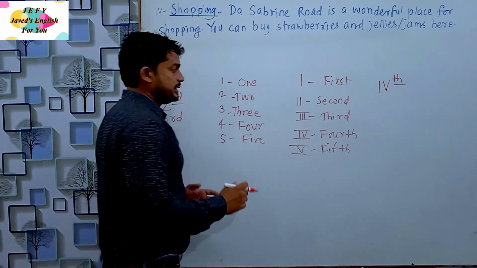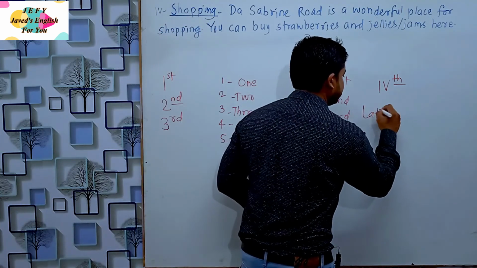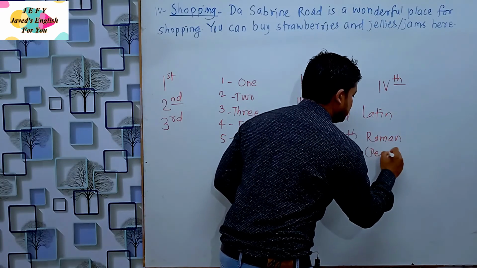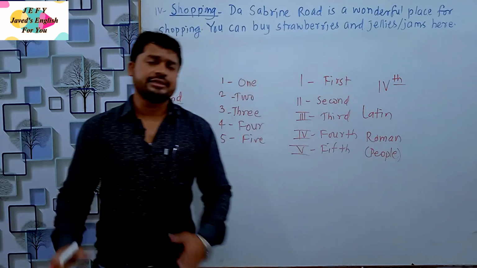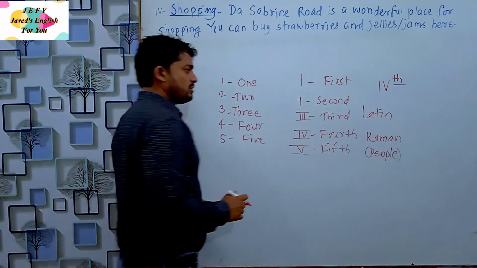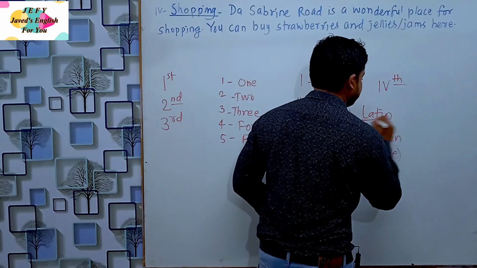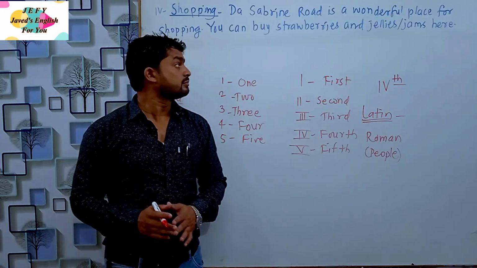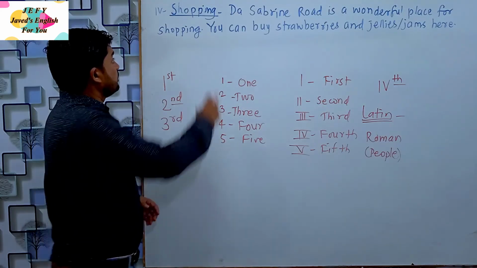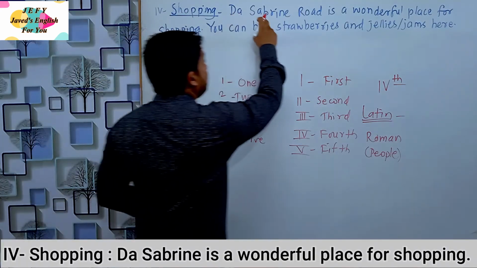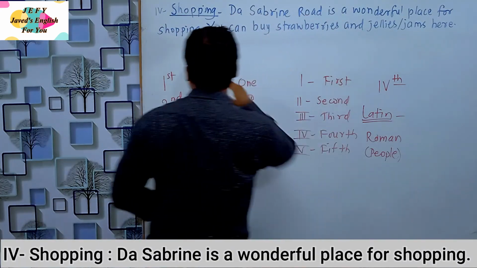The last thing, people say these are Roman numbers. These are not. Actually, there are two things, Latin and Roman. Roman is related to people, okay? Like Roman gladiators, Roman warriors, Roman people. But when you are talking about language, you will have to use Latin language, Latin alphabets in this way, okay? So what's our topic? Point number 4, shopping. The Sabreen Road is a wonderful place for shopping.